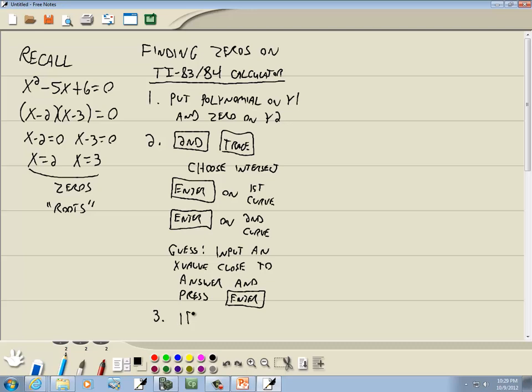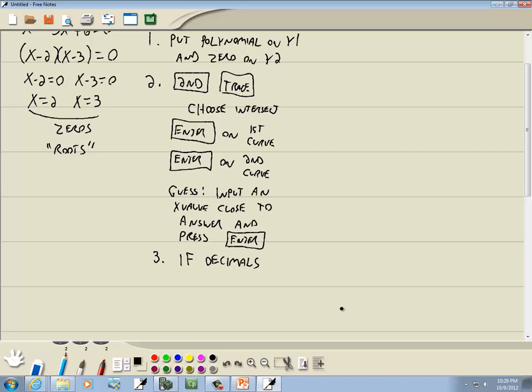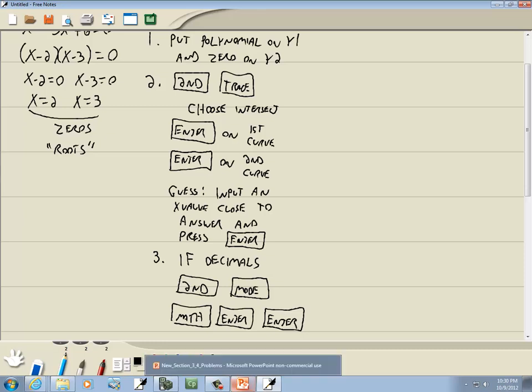And then step 3, if you have decimals, you'll do second mode to exit out. And then you'll do math, enter, enter.